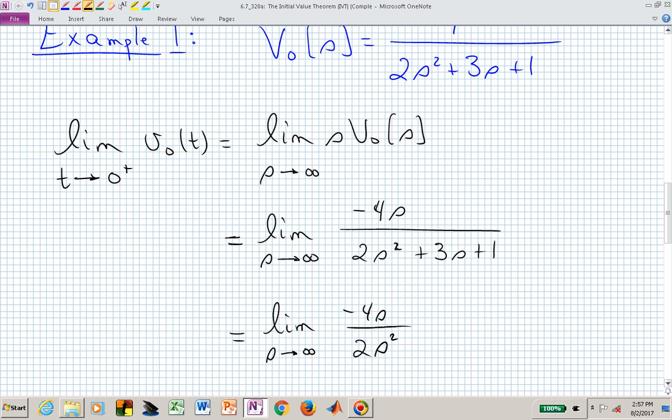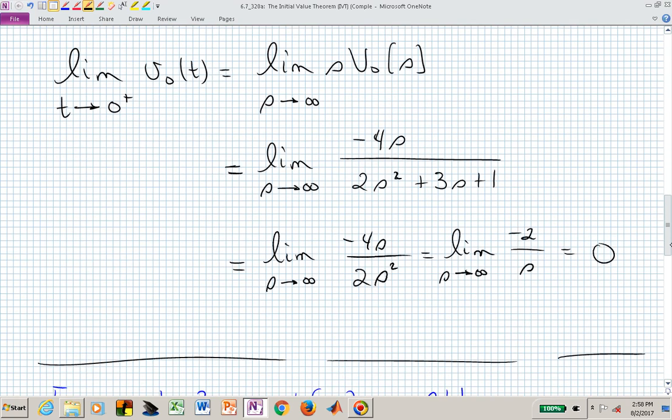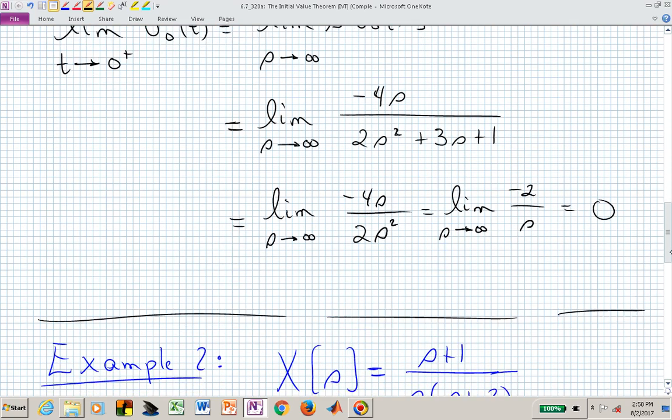Here we have the limit as s goes to infinity. We could now even cancel one of those s's in the denominator, and we could cancel some of the coefficients. We now have minus 2 over s as s goes to infinity. Well, this now is going to vanish. So not only does the signal end at 0, it also begins at 0 plus at 0 using the initial value theorem.